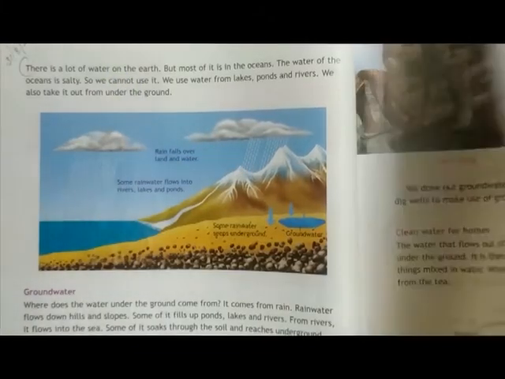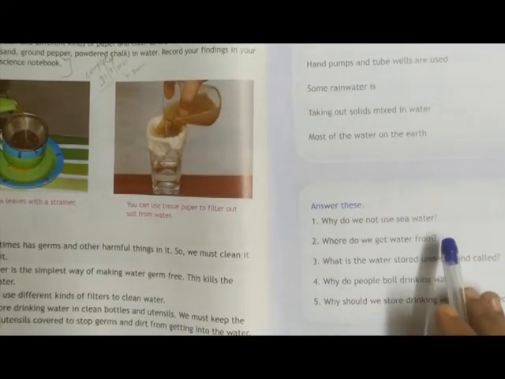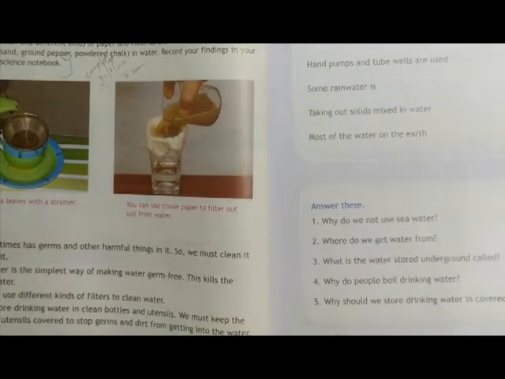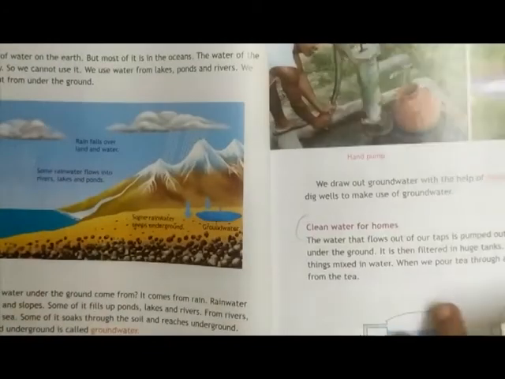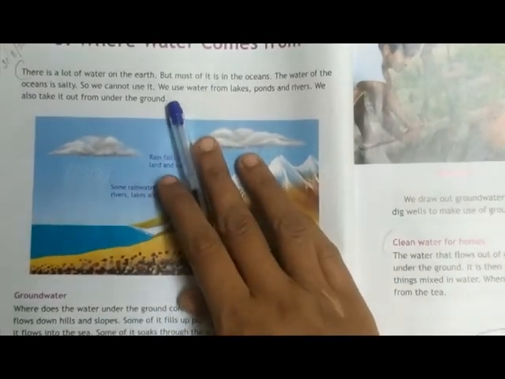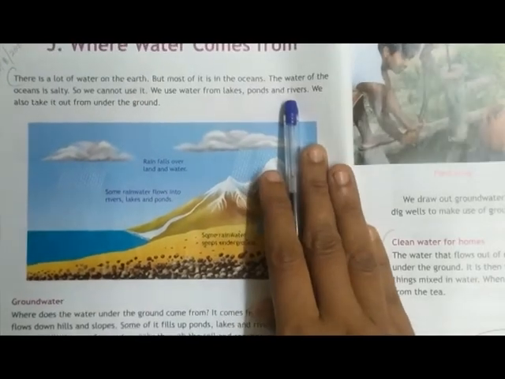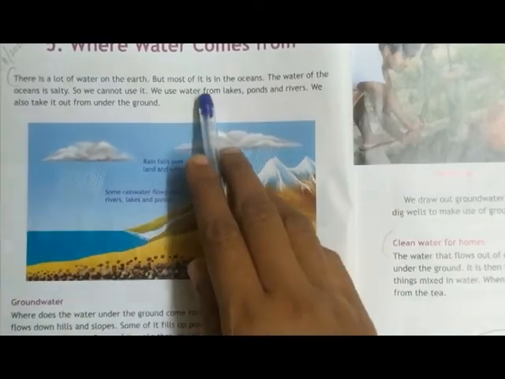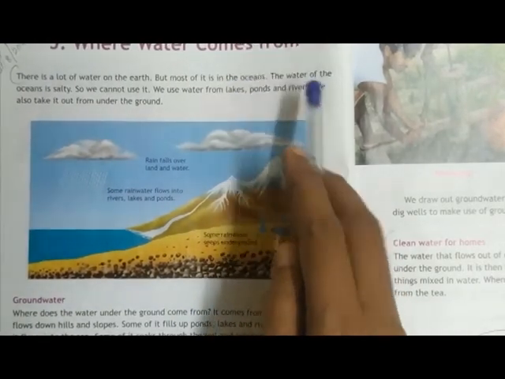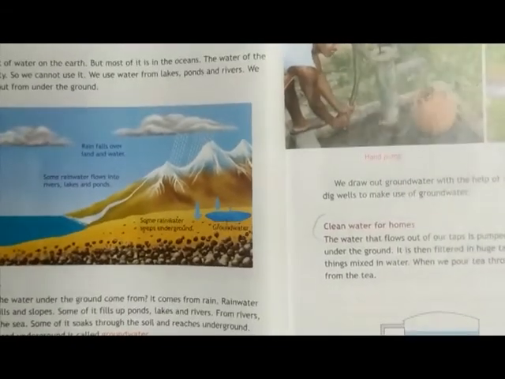Moving on to the second question. Where do we get water from? From which place do we get water? Turn your books to page number 24. We get water from lakes, ponds, and rivers. That is your second question.